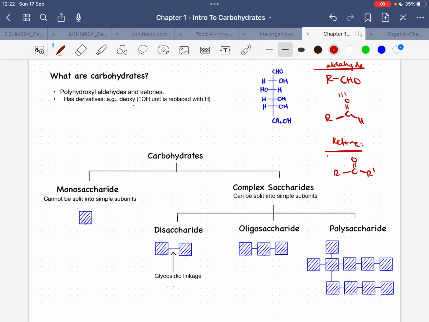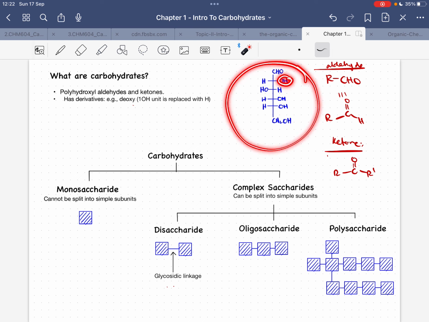That is the functional group. Polyhydroxyl aldehydes because you have many hydroxyl groups. Poly, from the word poly. So, like for example, this one. 1, 2, 3, 4, 5. 5 hydroxyl groups. That's why it's polyhydroxyl aldehyde because the functional group present is aldehyde.